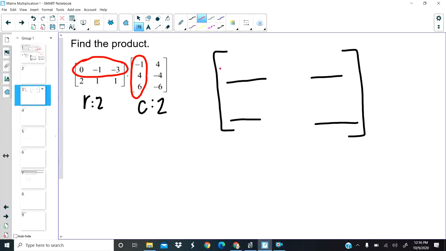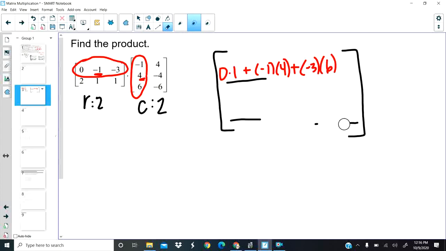So I'm going to have 0 times 1 plus -1 times 4, and then plus -3 times 6. And I drew my box a little bit too small here, so I'm just going to erase this part and I'll expand it as I go. So that's going to be my first element.